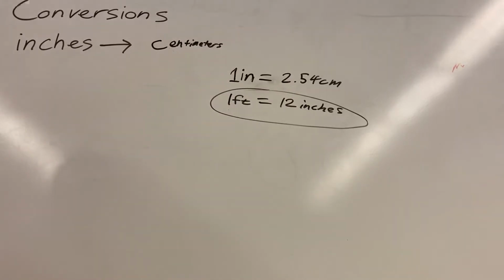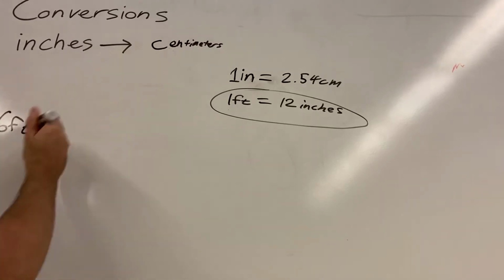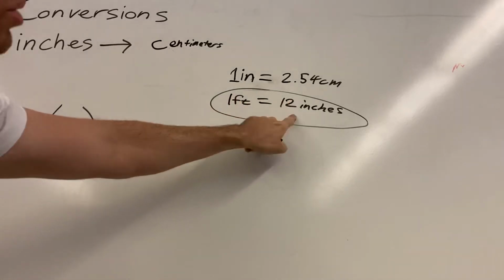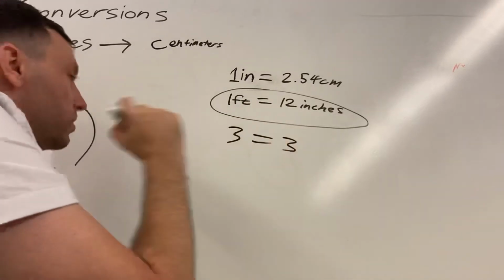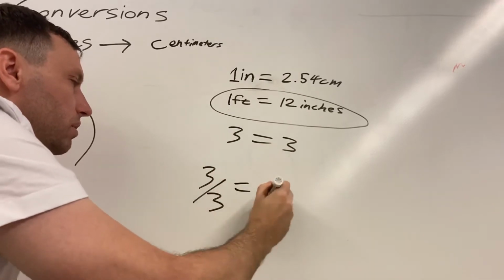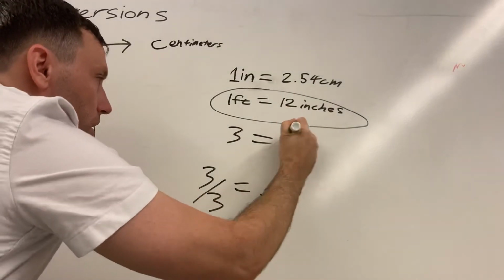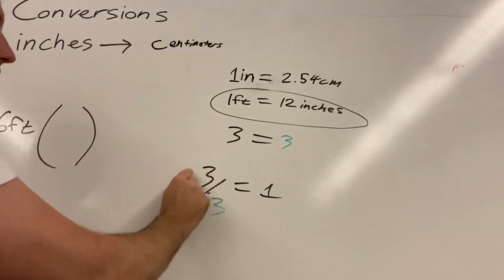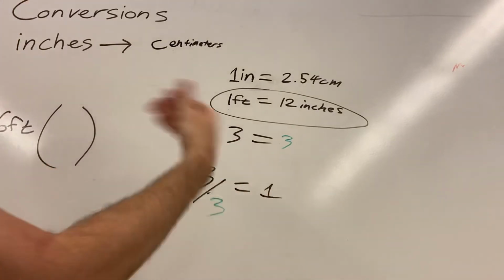All right, so 6 feet. And then we're going to multiply it by 1. Now, let me tell you what I mean by 1. So 1 foot equals 12 inches, right? And 3 equals 3, right? So if we take 3 on this side and divide it by this 3, we get 1, right? And we could even change the colors here if you want. So the left side and the right side divided by each other, we get 1, right? If there's that equal sign, that always happens.